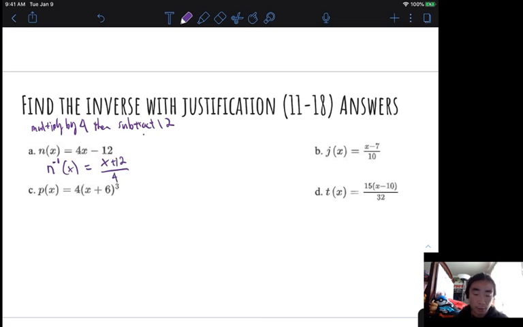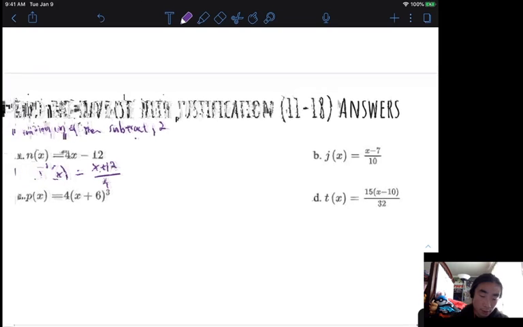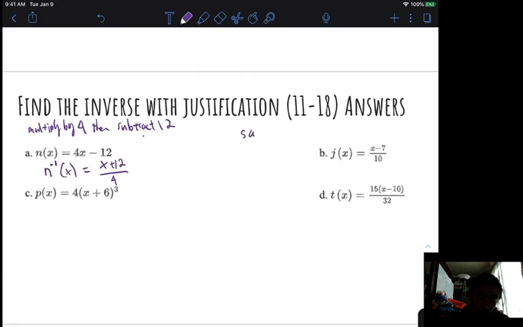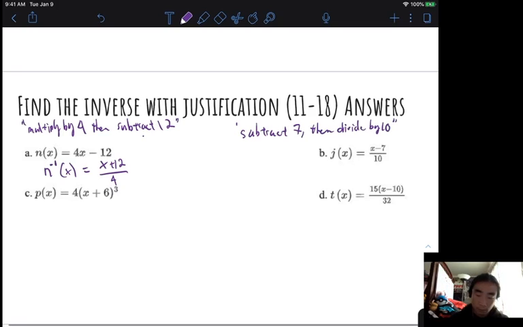For this one, in part B, j of x, the order goes subtract 7, then divide by 10. So in symbols, that looks like finding the inverse, we do the opposite. x times 10 plus 7.